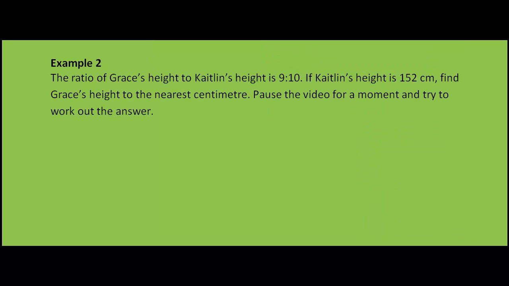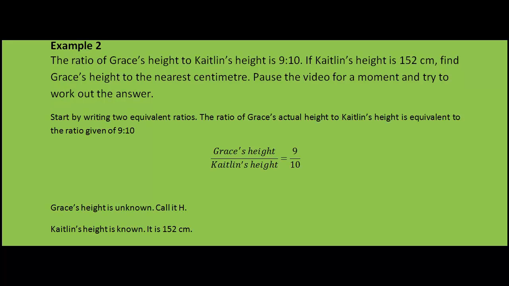Using the multiple method is not always possible. Take the next question, for example. Pause the video for a moment and try to work out the answer with what you know about ratios already. In this question, as before, we're given a ratio, one amount, and asked to find another amount, in this case a height. Start by writing 2 equivalent ratios. The ratio of Grace's actual height to Caitlin's height will be equivalent to the given ratio of 9:10. Now, we don't know Grace's height, so let's give it a symbol, in this case maybe h. Caitlin's height, however, is known.